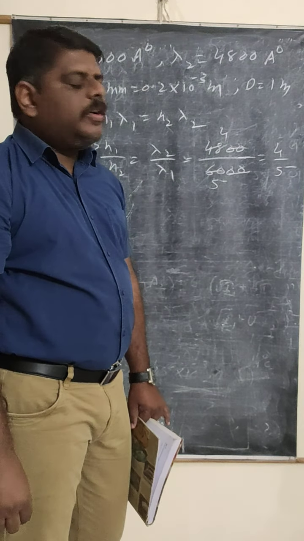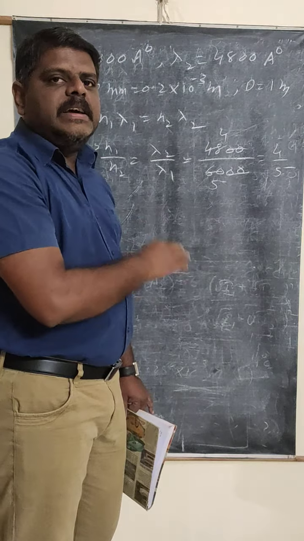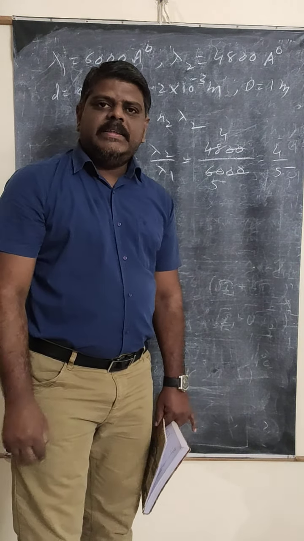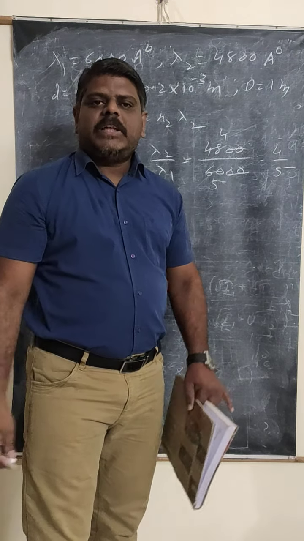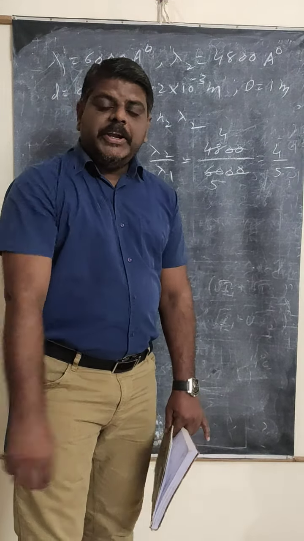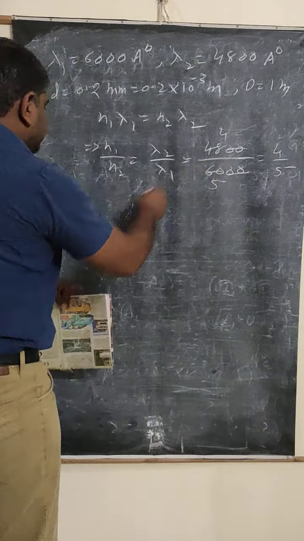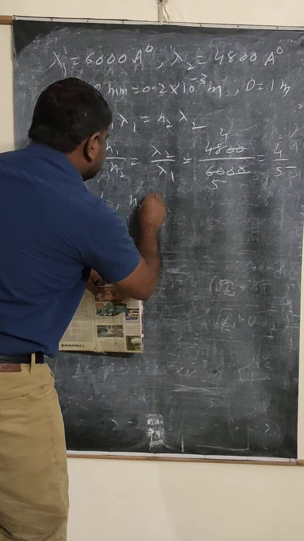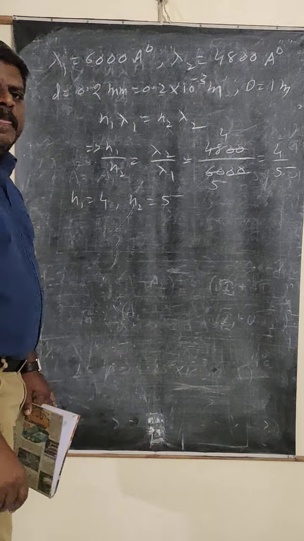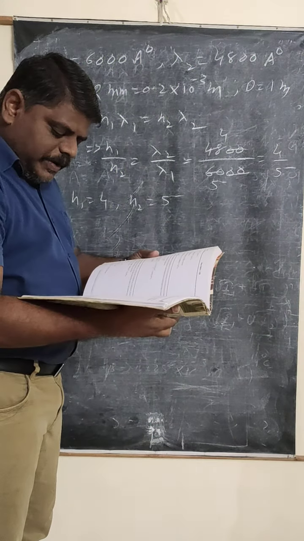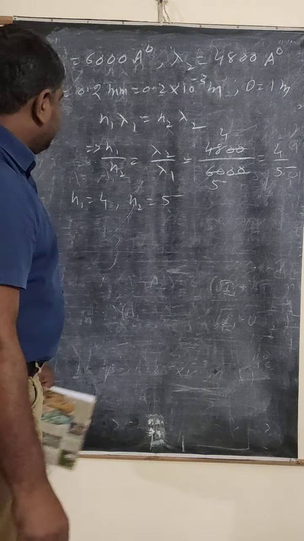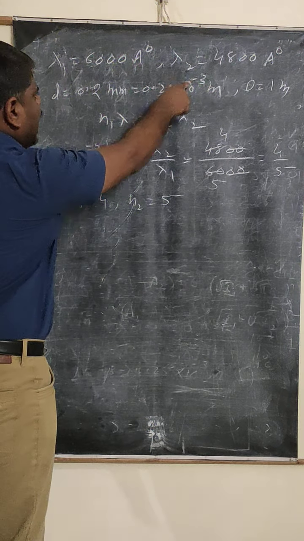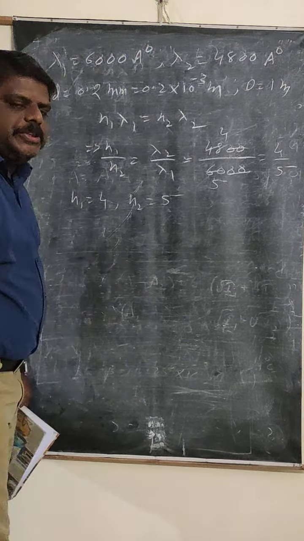So that means when you use these wavelengths, at a particular point the 4th bright band of the first wavelength and the 5th bright band of the second wavelength are going to coincide. And we need to find out the distance. So from this we recognize that N1 is equal to 4 and N2 is equal to 5. In the problem, we can use N1 and lambda 1. Lambda 1 is 6000 and N1 is equal to 4.